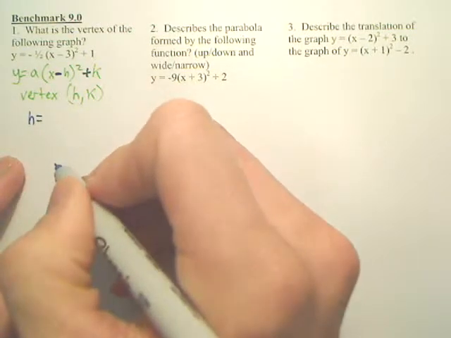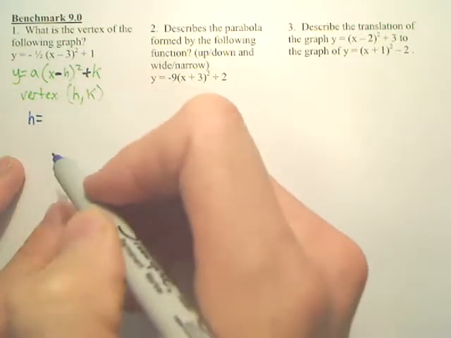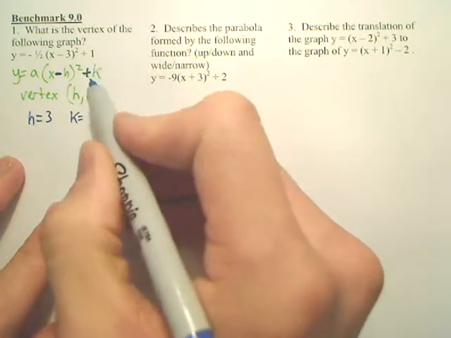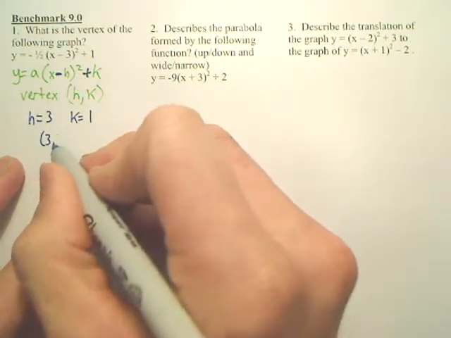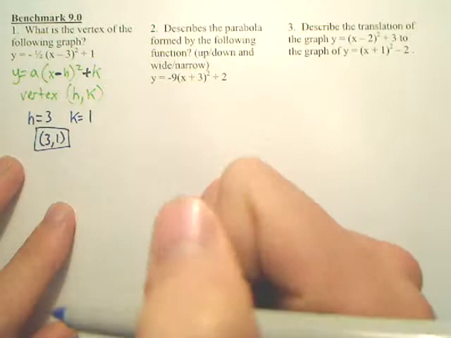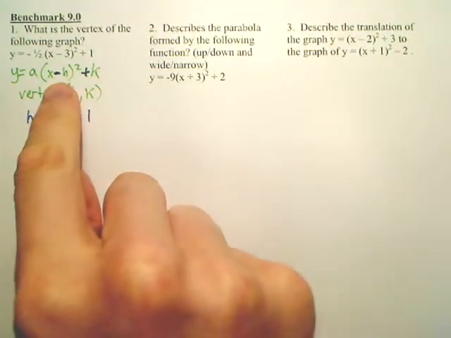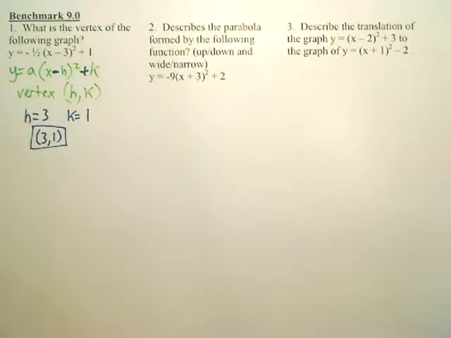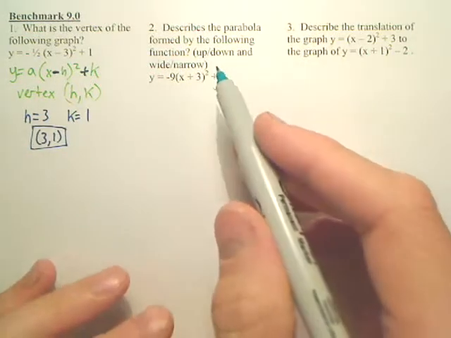Actually, let's start over. h is the opposite of this number right here. So what's the opposite of negative 3? 3. And k is just the number, plus, so it's 1. So my vertex is (3, 1). It's probably one of the easiest problems you'll get. All you have to do is look at it: opposite of this number, that number, vertex. Bam. Pretty cool.